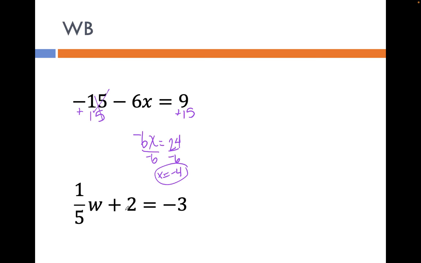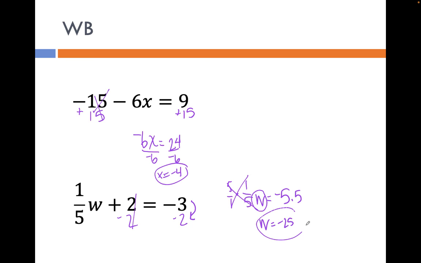In our second example, you would be subtracting 2 on each side, bringing down the 1/5 w and then now negative 5 from negative 3 minus 2 onto the right side. And then we are going to flip 1/5 and multiply both sides by 5 over 1, crossing out those fractions, giving us w equals negative 25.